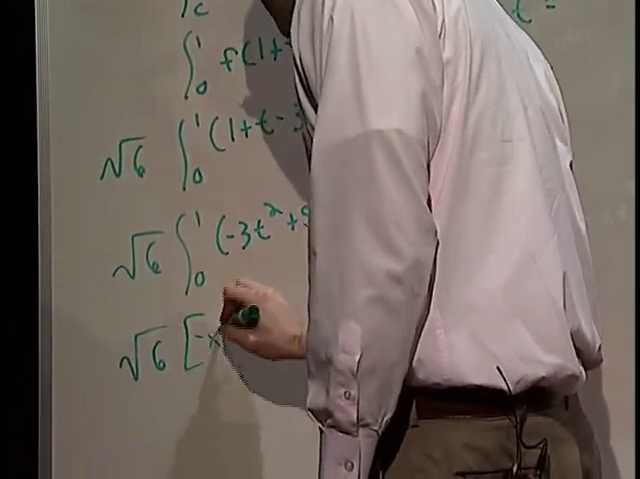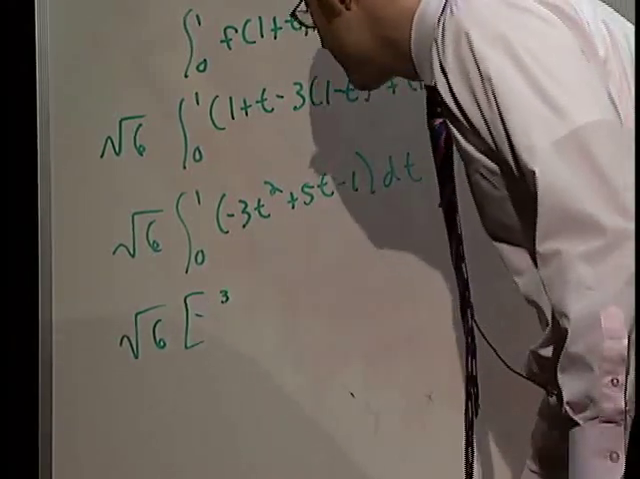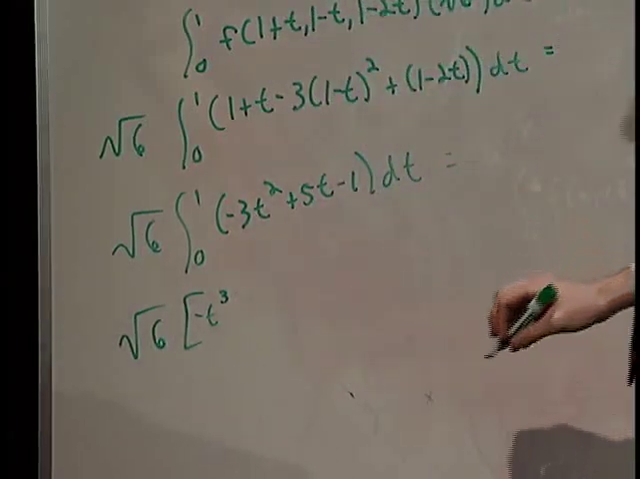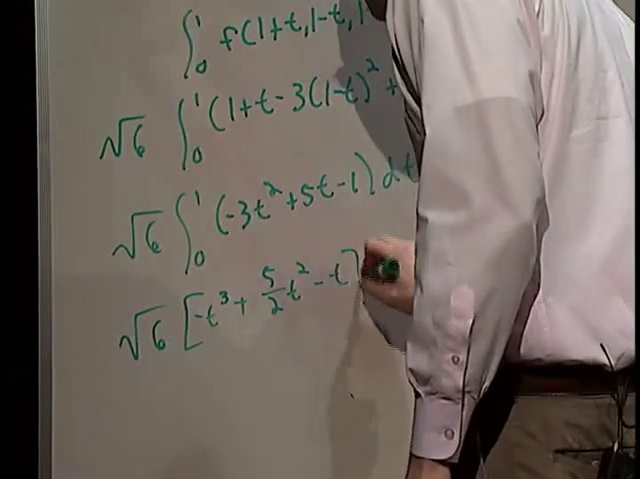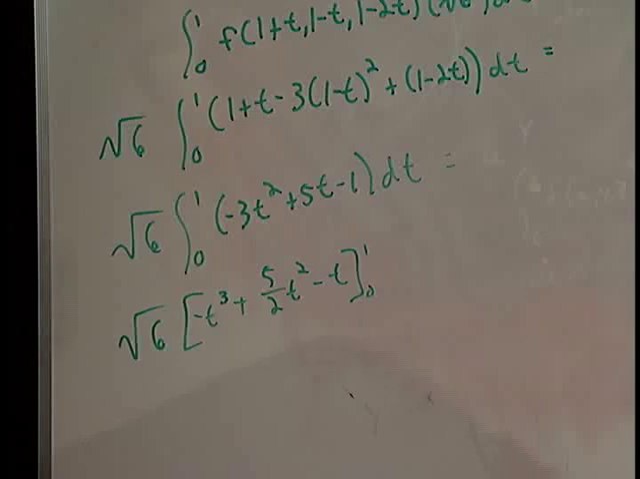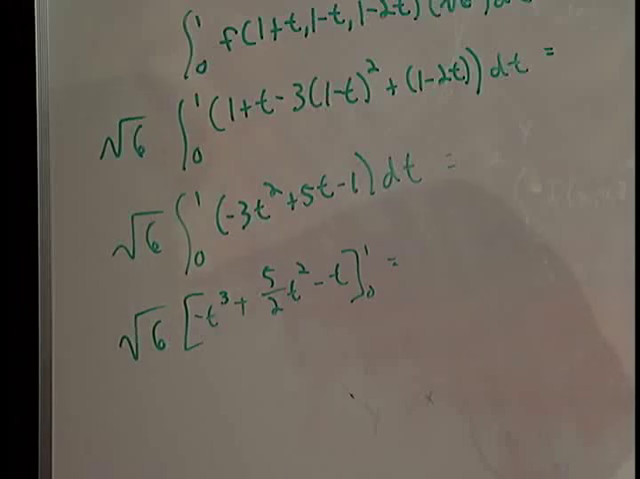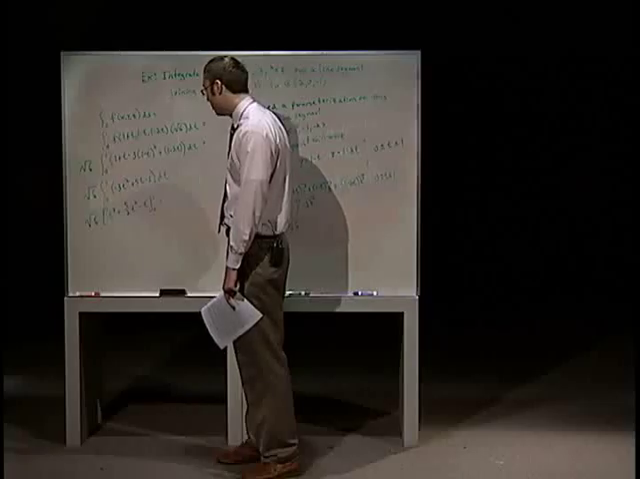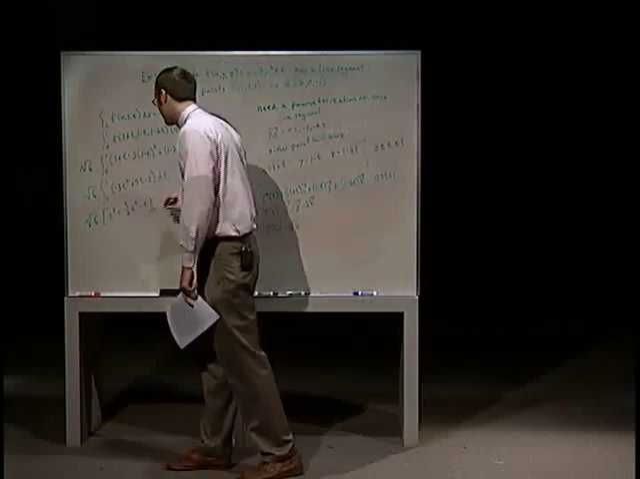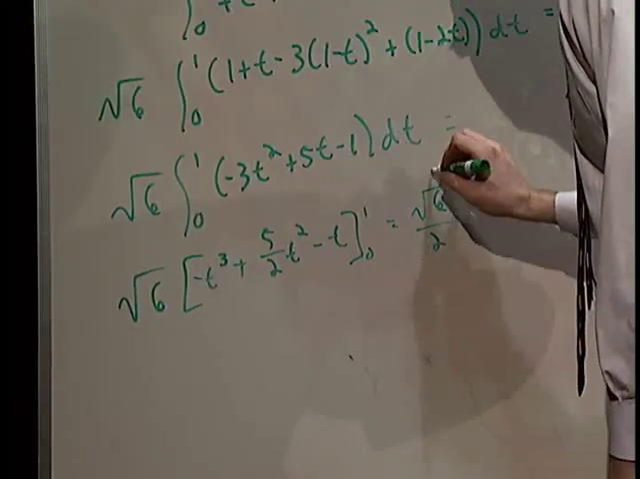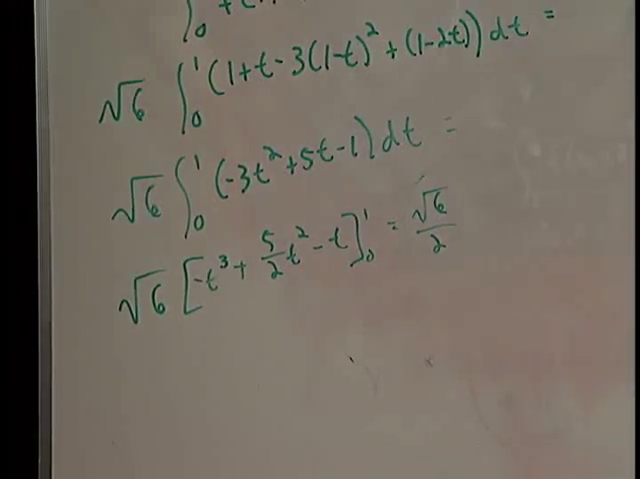So the root 6 is still hanging around out front. Integrating, we get negative t cubed plus 5 halves t squared minus t, evaluated from 0 to 1. Right? And plug that in, you get negative 1 plus 5 halves minus 1. So that's negative 2 plus 5 halves, which is a positive 1/2, times root 6 gives you root 6 over 2 as your line integral. Okay, so that's the integral of that function over that path.